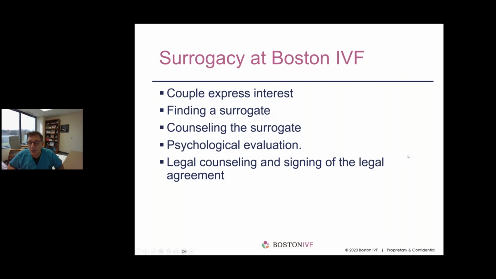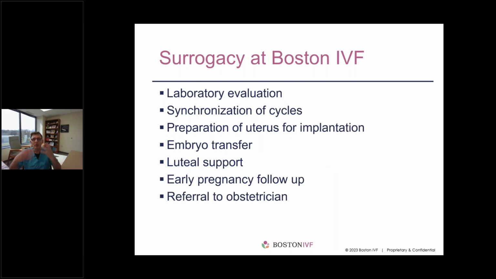We do egg donation, we do surrogacy at Boston IVF. The couple comes to us, they express interest. We look at multiple options of finding a surrogate. We counsel the surrogate. They go through our psychological evaluation, legal counseling, signing of the legal agreement, and then both of them go through the laboratory evaluation. We try to synchronize the cycles as much as we can.